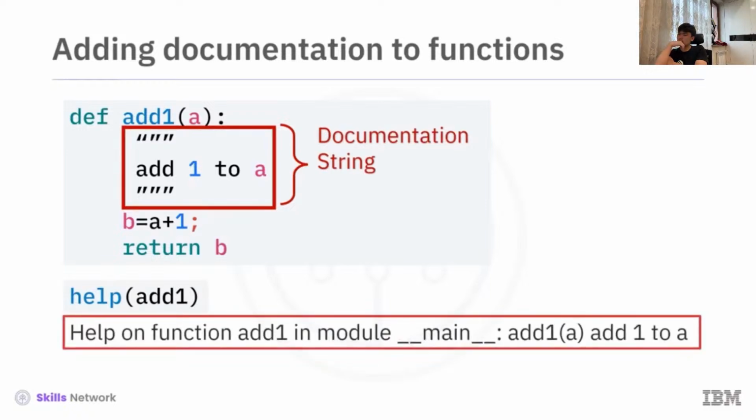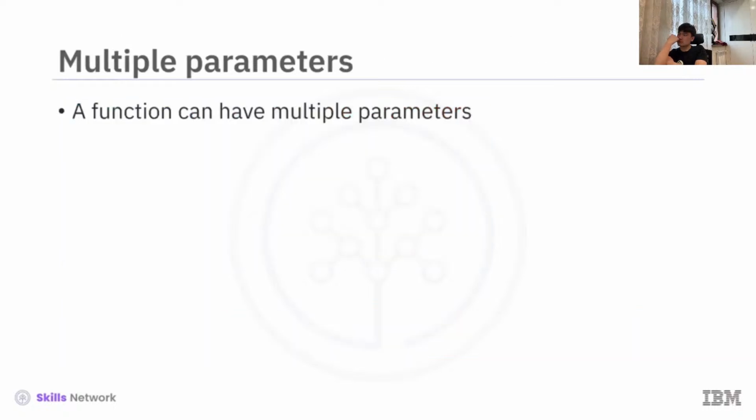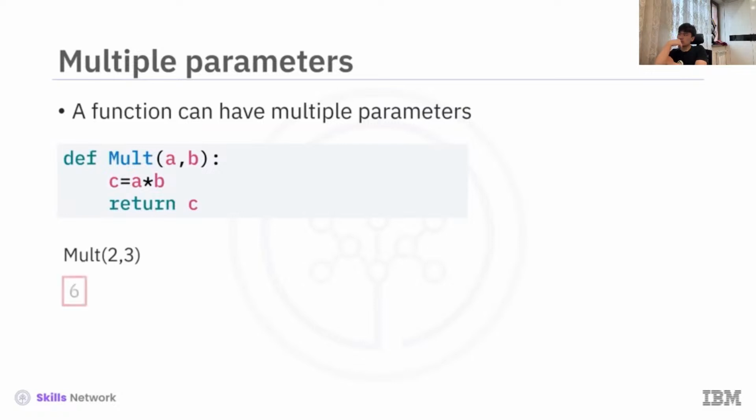We will not include the documentation in the rest of the examples. A function can have multiple parameters. The function mult multiplies two numbers. In other words, it finds their product. If we pass the integers 2 and 3, the result is a new integer. If we pass the integer 10 and the float 3.14, the result is a float 31.4.